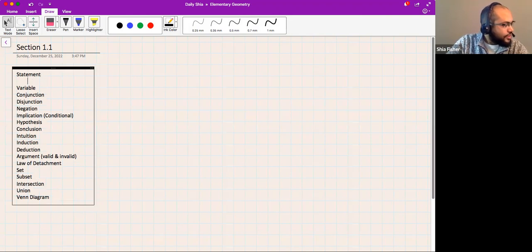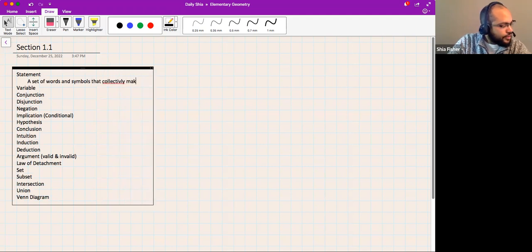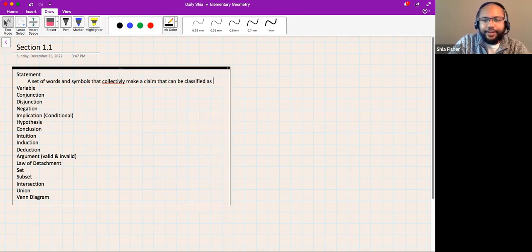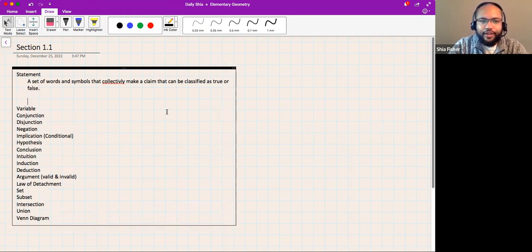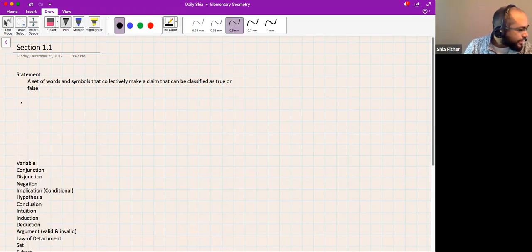It is a set of words and symbols that collectively make a claim that can be classified as true or false. Hopefully we already kind of know what that is, but that's the formal definition of it. And so let's see if we're thinking about this correctly or not.